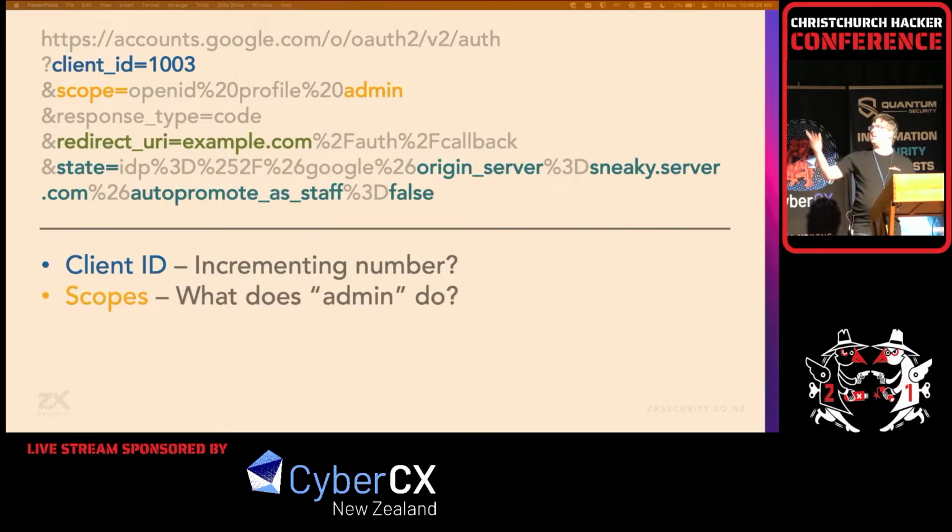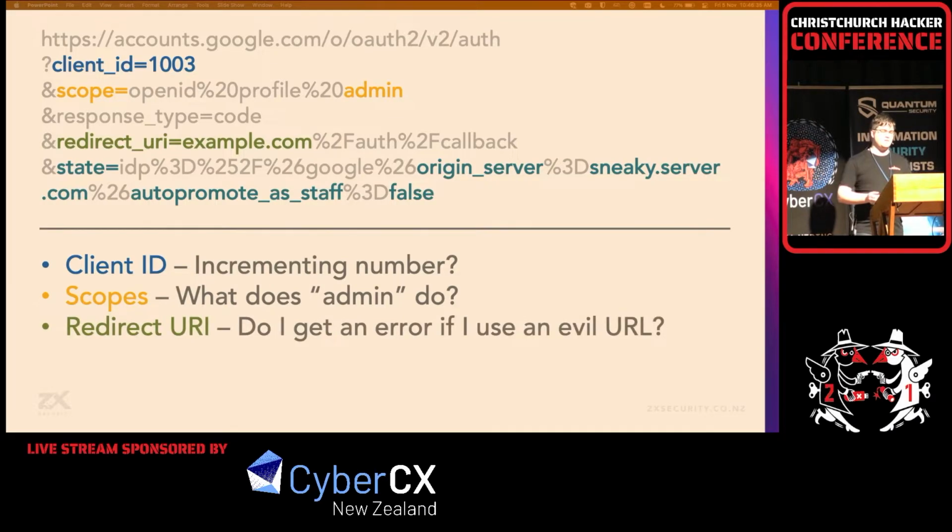These scopes, again, there's that admin one. What does that do? That sounds kind of powerful. If we request it, does something happen? There's the redirect URI here. Usually this is an allow list of specific URLs that you're allowed to redirect the user back to. What happens if we change this? Does it suddenly error out? Does it appear that there is a safe list, or are they just allowing anything?